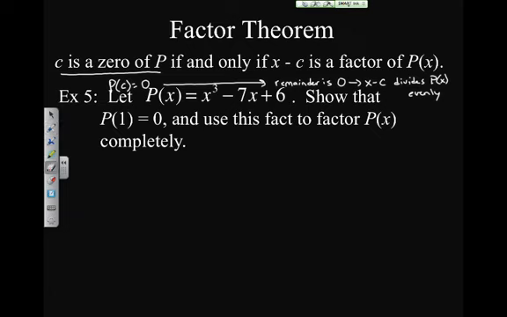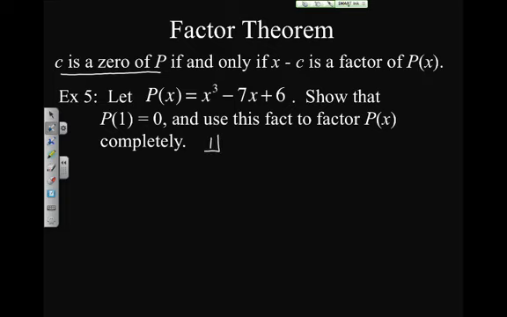Now let's get rid of some of that. So looking at this problem, example 5, we've got p of x equals x cubed minus 7x plus 6. Show that p of 1 equals 0. Well, that should be pretty easy. We put 1 in the little box. We write down a 1 for the x cubed, a 0 for the x squared, a negative 7 for x, and a 6 for the constant. Then we do our division. So 1 times 1 is 1. 1 times 1 is 1 again. And we get 0. So check.